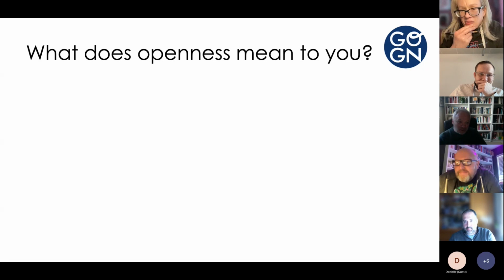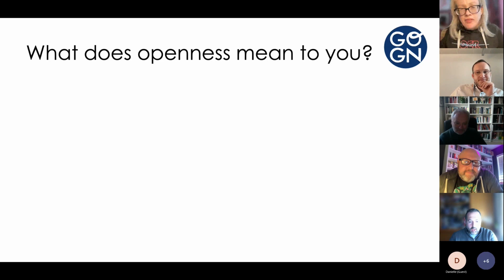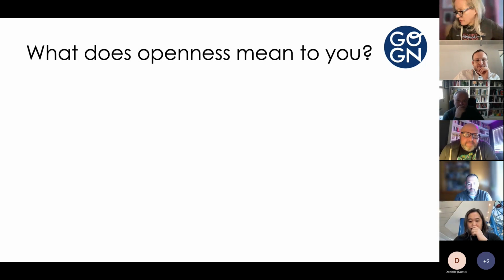I can't see anyone else typing back, so we can probably move on. No, that's lovely. Thanks so much to everyone for sharing. I think they're really important aspects of openness that people have raised, not just about materials but processes, and as well that difference, as Martin pointed out, between access and accessibility. Yeah, that's fantastic. Thank you so much.